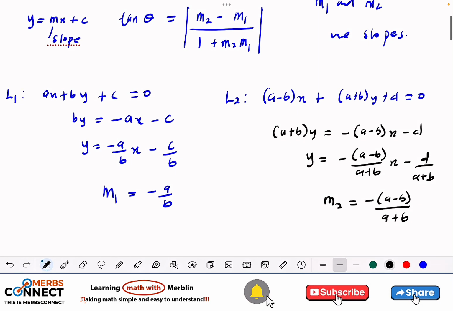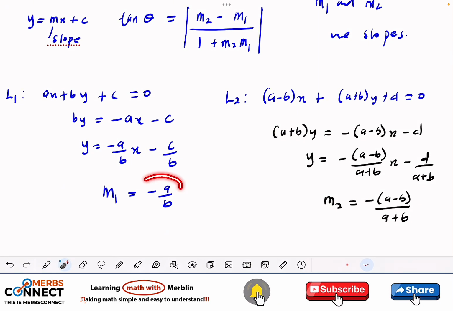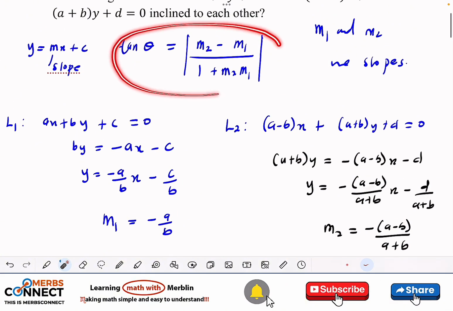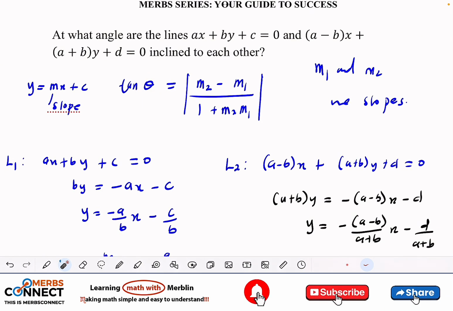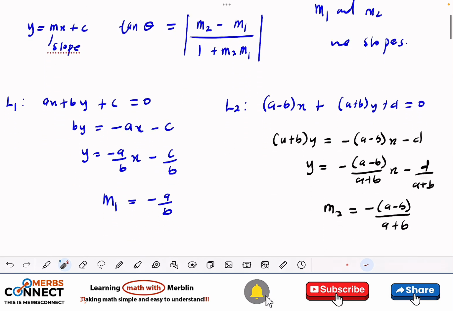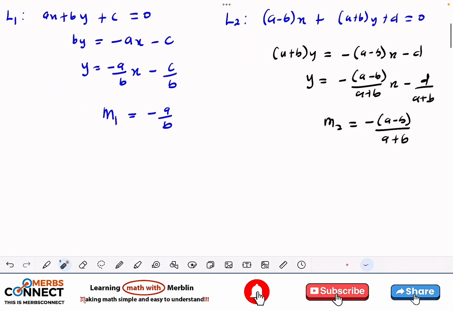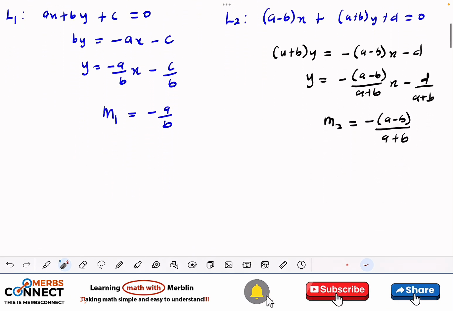Good. So now we have our slopes, this and then that. We can just plug them in here and then we find theta, which is the angle between these two lines. So let's just do the substitution and get it from there. Good, so now let's see what we are going to get.